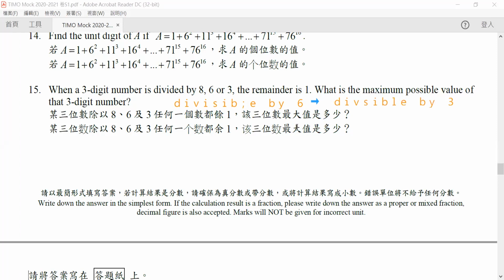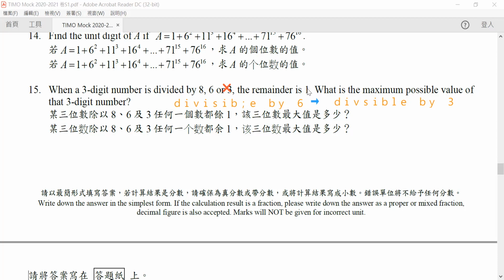It automatically means that it will be divisible by 3. So actually, if you think carefully, you don't really need to think about the last part. When a three-digit number is divided by 8 and 6, the remainder is always 1. If a number divided by 6 has a remainder of 1, then divided by 3, the remainder is always 1. There's no exception, because 6 is actually a multiple of 3.